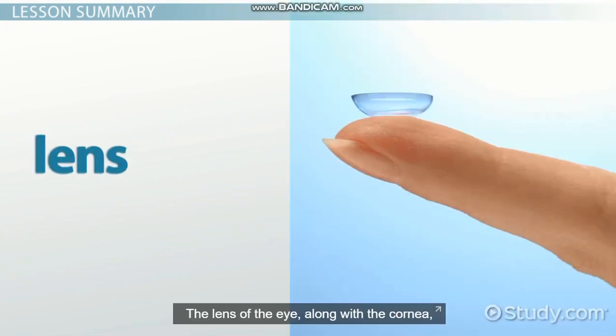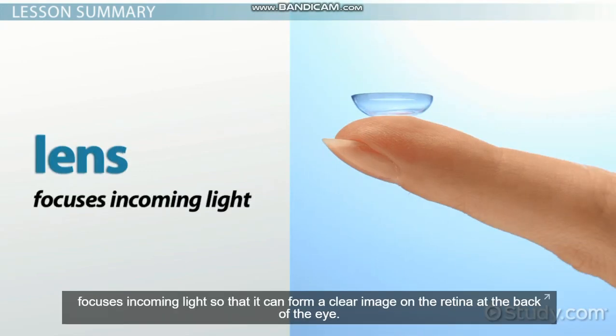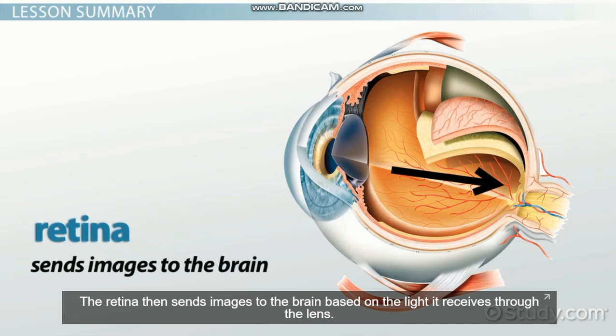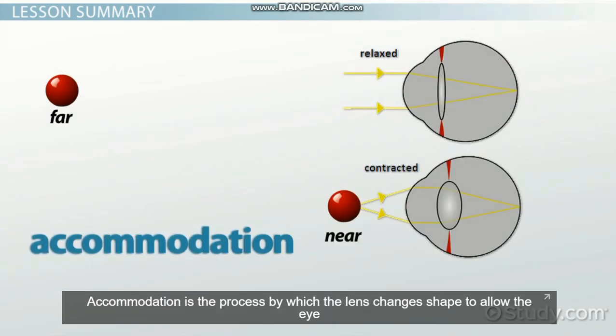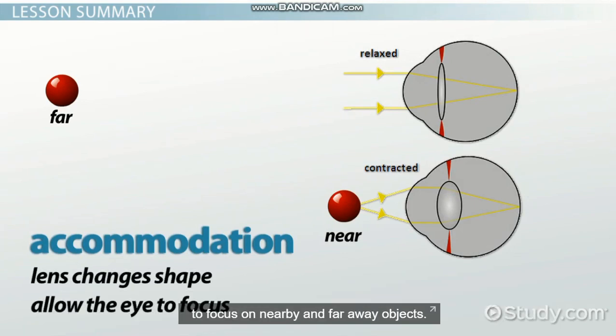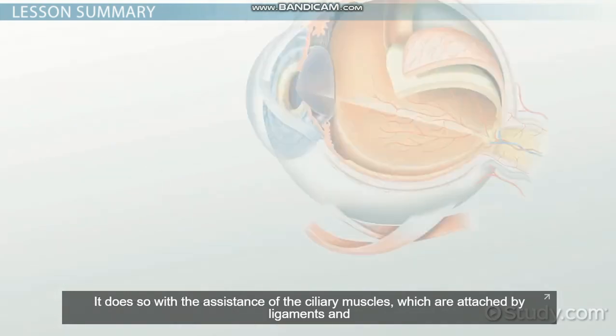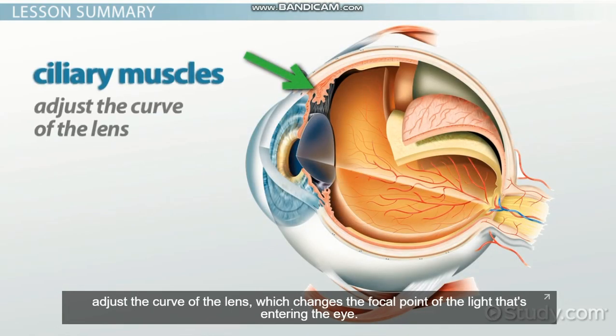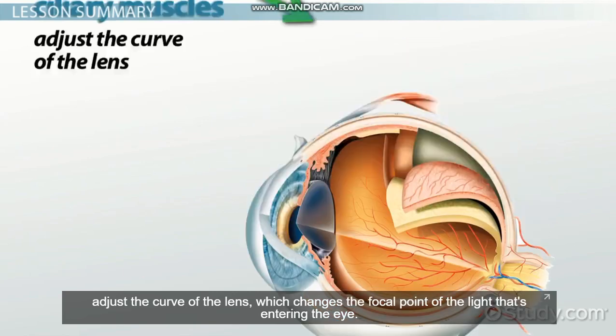The lens of the eye, along with the cornea, focuses incoming light so that it can form a clear image on the retina at the back of the eye. The retina then sends images to the brain based on the light it receives through the lens. Accommodation is the process by which the lens changes shape to allow the eye to focus on nearby and faraway objects. It does so with the assistance of the ciliary muscles, which are attached by ligaments and adjust the curve of the lens, which changes the focal point of the light that's entering the eye.